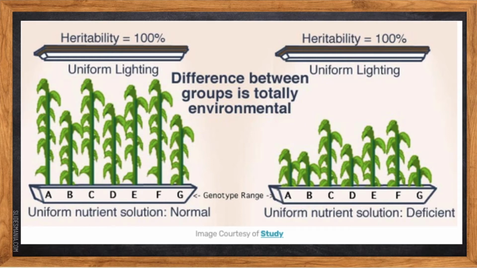So A is going to match with A, but they're going to be in two different soil types. Now they've controlled for lighting, so lighting is not going to be an issue. Two different soil types with the presence of a nutrient or not, right? And genotype A performs worse in the deficient soil solution, right? And what they're trying to show here is that the difference between these groups is entirely environmental, because they've controlled for genetics and they've controlled for lighting. The only thing they're changing is the soil nutrient. So if they change the soil nutrient and the same exact genetics do worse, then the difference is entirely environmental.